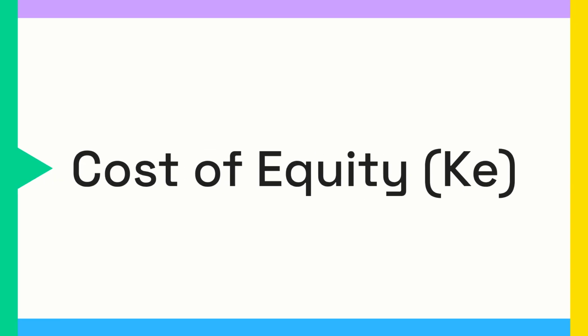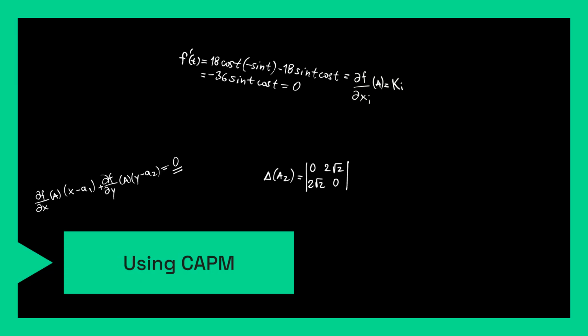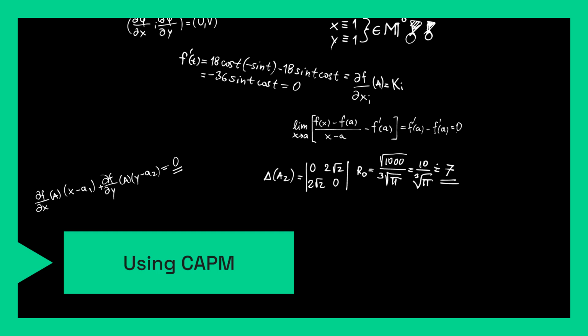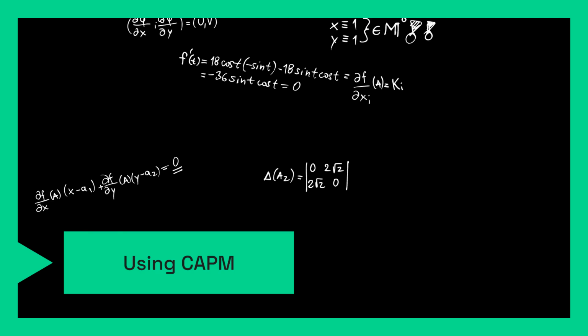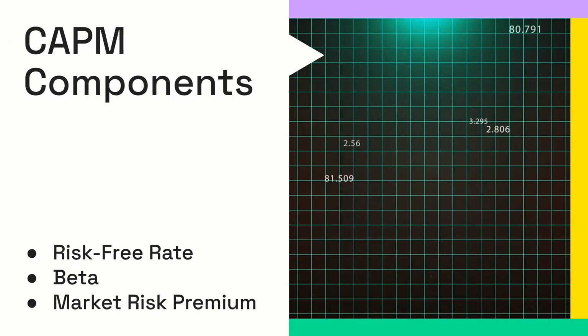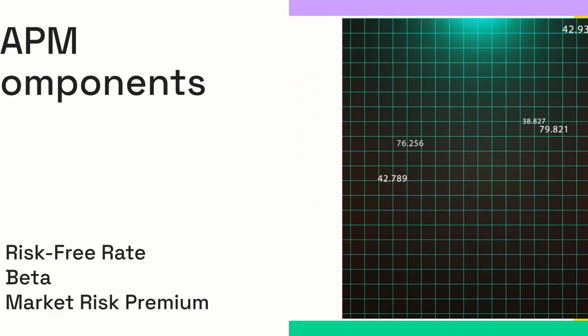rate. Next up is the cost of equity, or KE. This represents the return required by the company's investors on their investment. We typically use the capital asset pricing model, or CAPM, to estimate the cost of equity. This model links risk and expected return for assets. CAPM requires three inputs: the risk-free rate, which is the return on a riskless investment, beta, which measures the stock's volatility relative to the market, and the market risk premium.